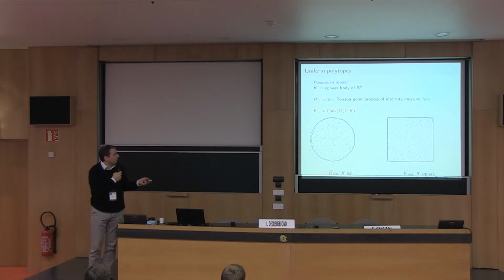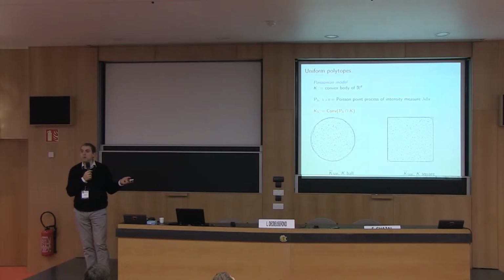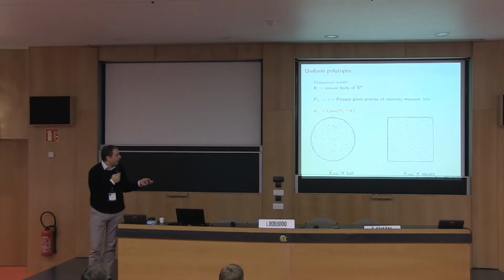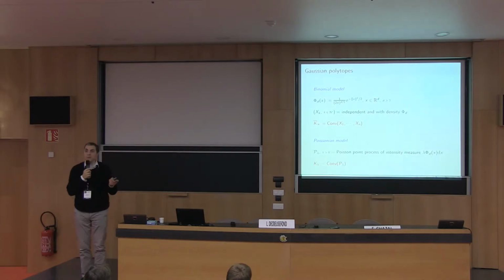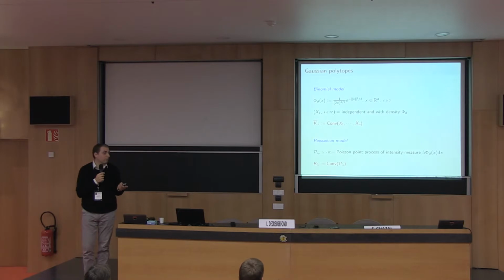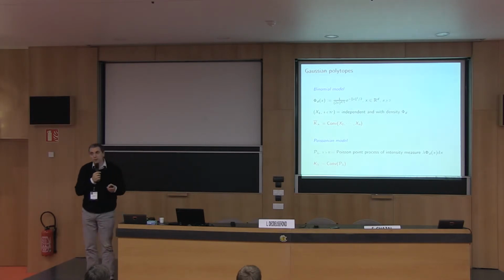So from now on, my input will be a Poisson point process which is homogeneous, of intensity measure lambda dx. So lambda is the mean number of points per unit volume. And then you consider the convex hull of all the points which fall inside your convex body, your mother body K. And so you are interested in describing some of the functionals connected to this random polytope when lambda goes to infinity. My second model is called the Gaussian polytope.